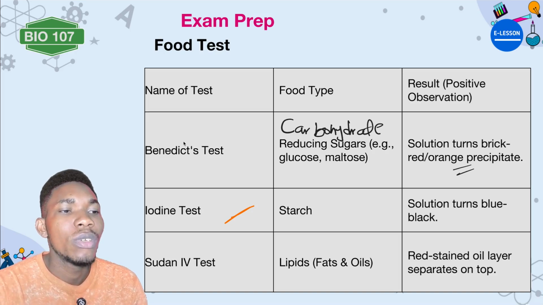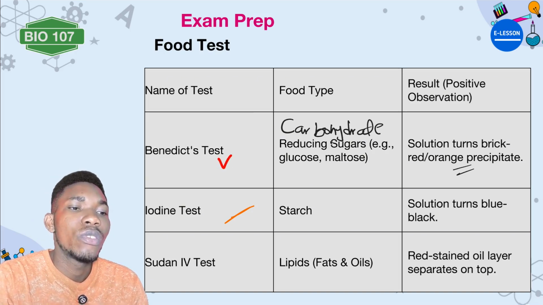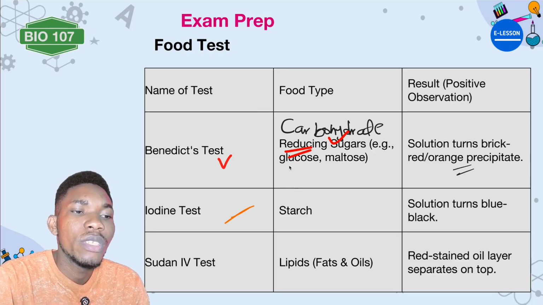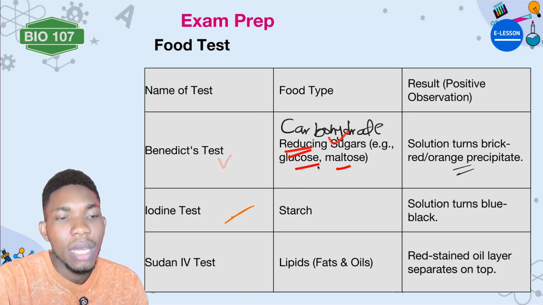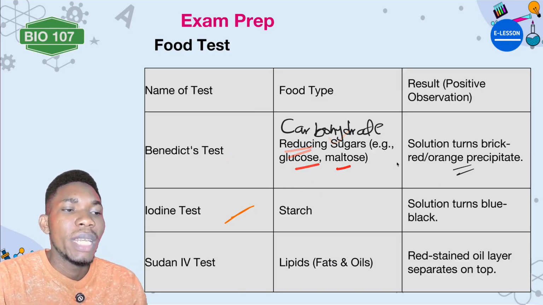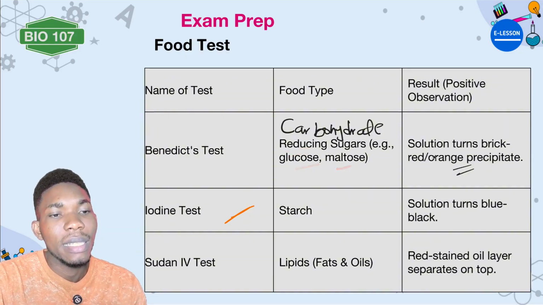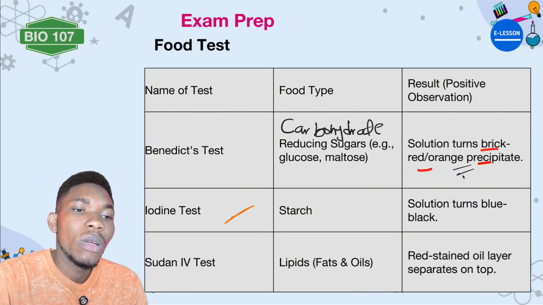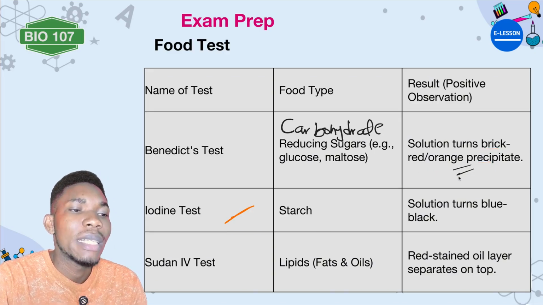The only thing you should know is that we have what we call Benedict's test, and it is used to test for carbohydrates, specifically reducing sugars like glucose and maltose. And whenever you put the Benedict solution in that sample given to you, or the substance to be tested, if the color gives you a brick red or orange precipitate, know that carbohydrate is present. If it gives you a different precipitate, know that carbohydrate is not present.